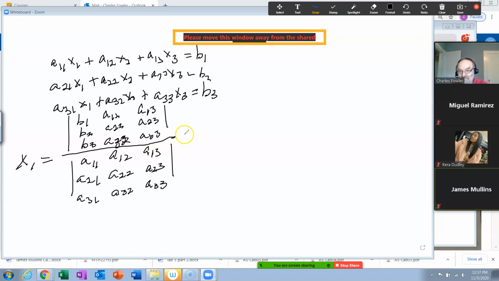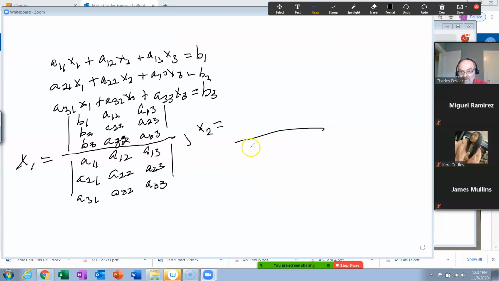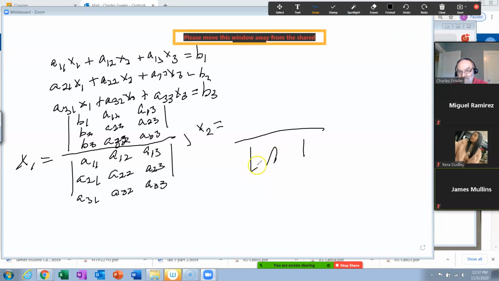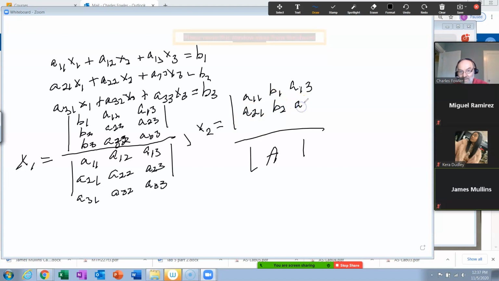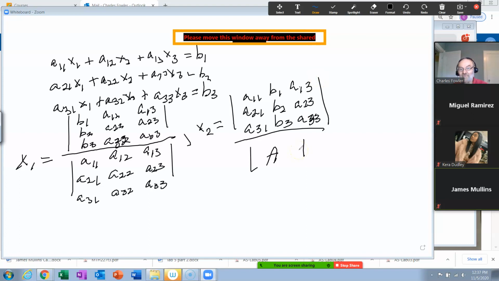Okay, now X sub 2 is simply that determinant, I'm just going to leave it the determinant of A, because that is what it is. It's the same. You only have to calculate it once. Okay, your numerator determinant is going to be A11, B1, A13. Okay, A21, B2, A23, A31, B3, A33, goodness gracious, why can't I say that right? Okay, that's what that one is.